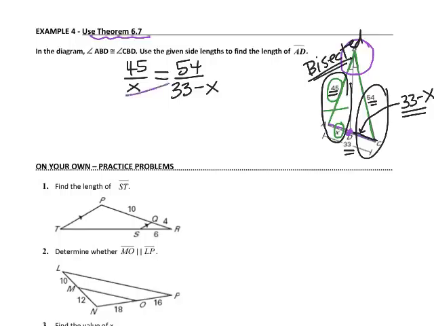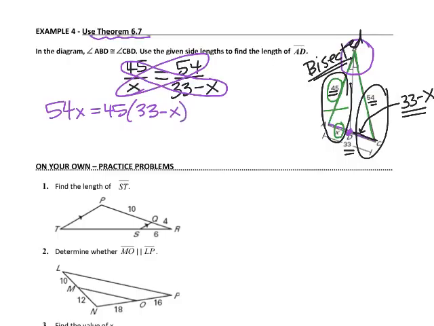So what I'm going to do is cross multiply. And when I cross multiply here, I have to remember to distribute that 45 to both. So let's go ahead and do that. So 54x equals 45 times 33 minus x. This does take a little bit more time because we have that x there and we have to actually solve for it. But if I go ahead and multiply my 45 times 33, I get 1485 minus 45x.